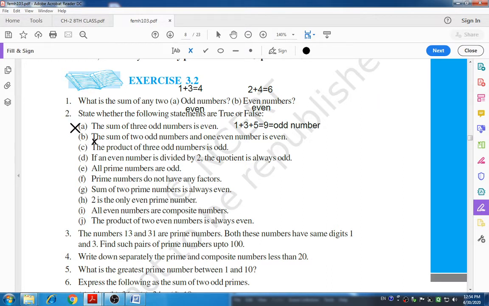The second one, the sum of two odd numbers and one even number is even. Look at here carefully. Now we will solve this. Sum of two odd numbers, I will choose odd numbers 1 and 3, and one even number, I will choose 2. So what is the addition of these numbers? It is 6, which is an even number. Is it correct? Okay. So this statement is true.